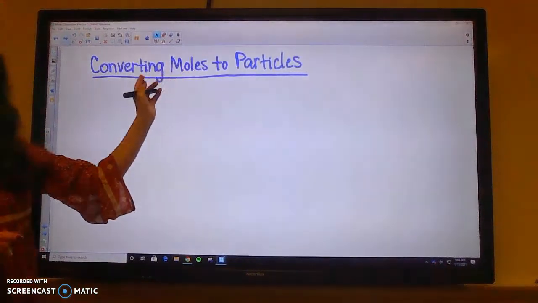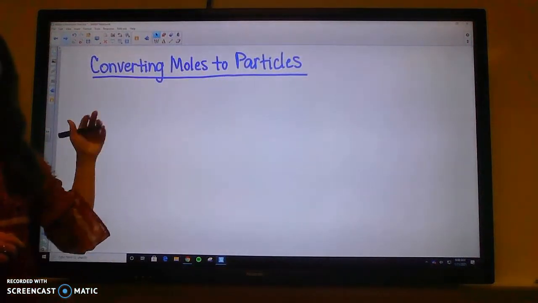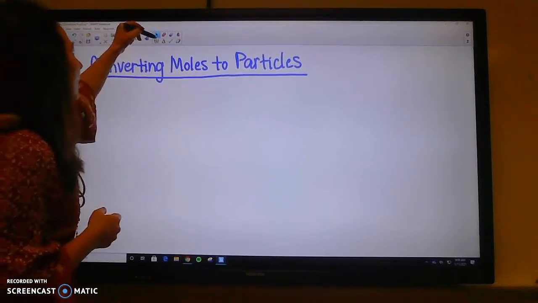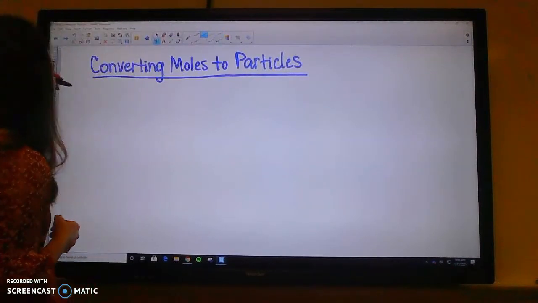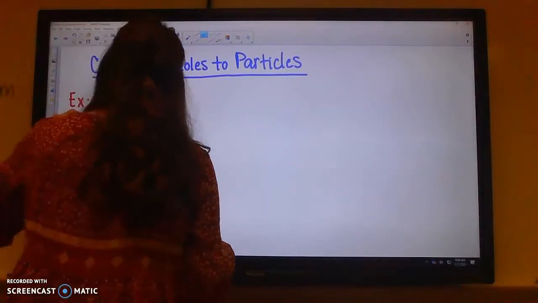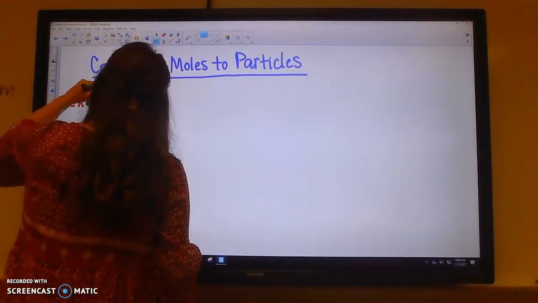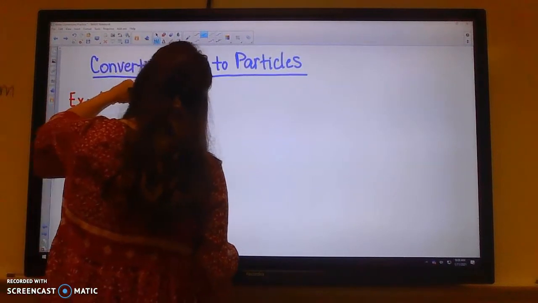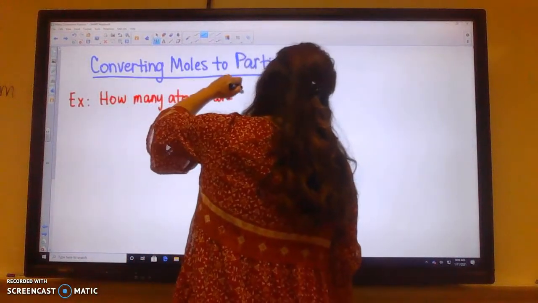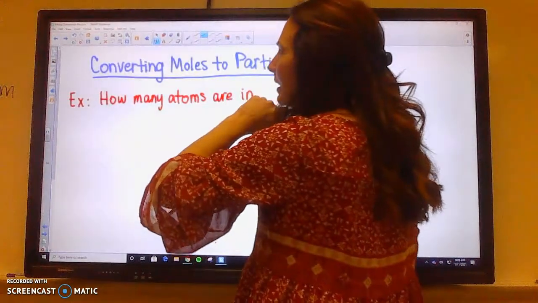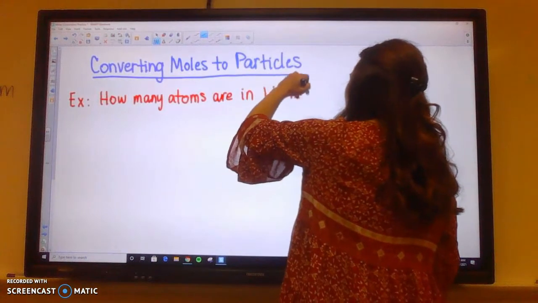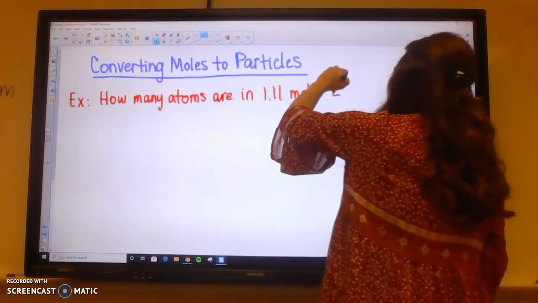So now we're going to convert from moles to particles and vice versa. Instead of giving you steps to solve this, because it's pretty straightforward, we are just going to start with an example. Y'all can go ahead and continue copying this. It's going to ask: how many atoms are in, and today is the 11th, so I'm going to do 1.11 moles of lithium?